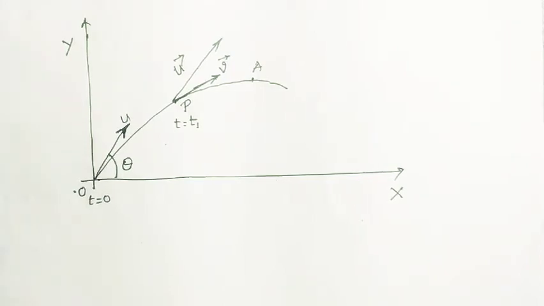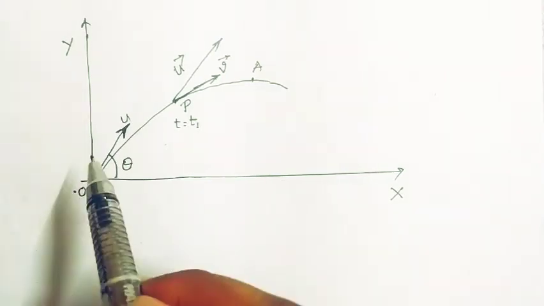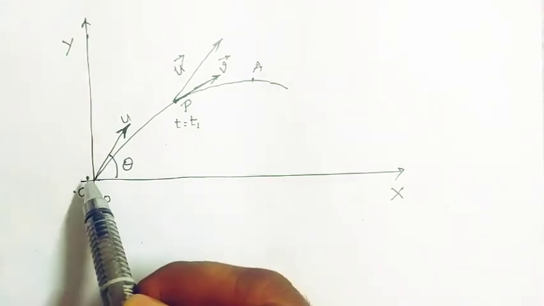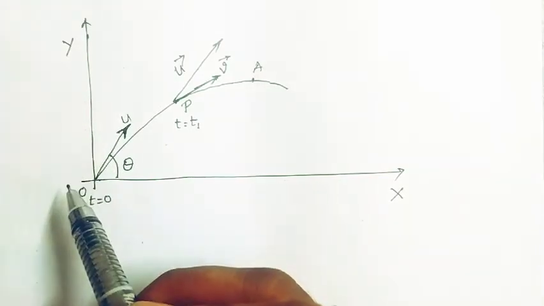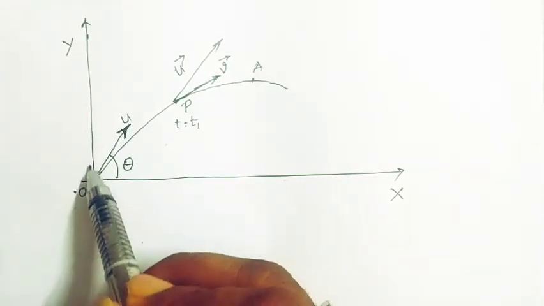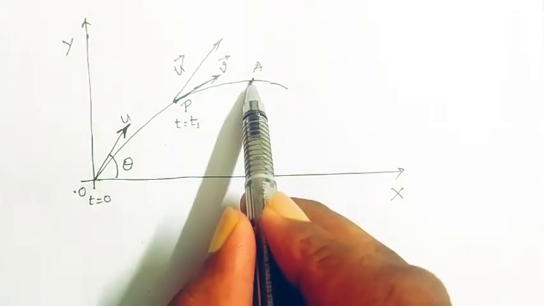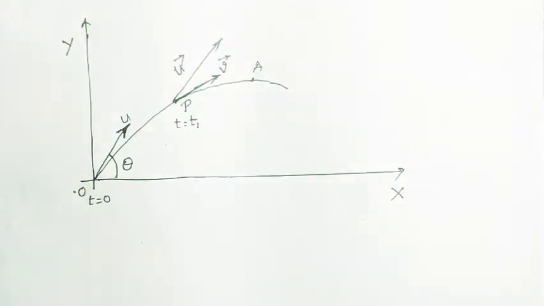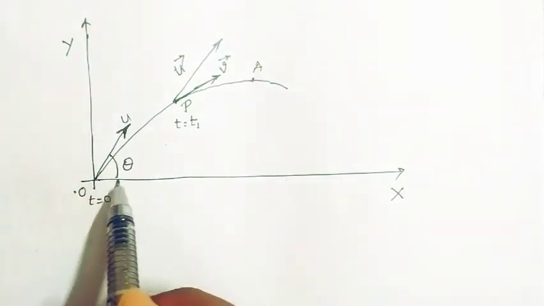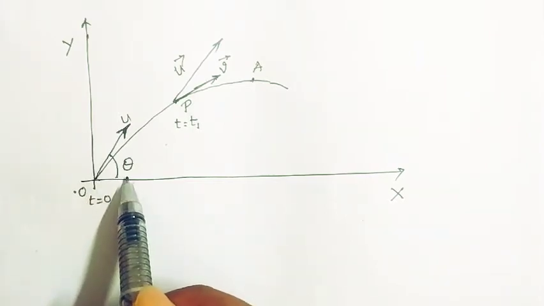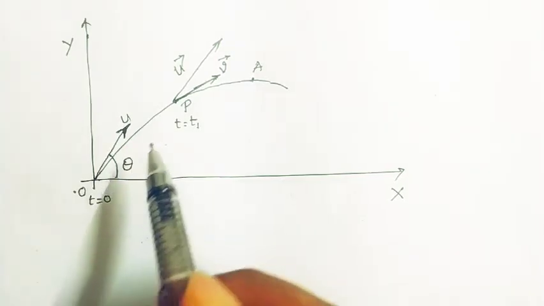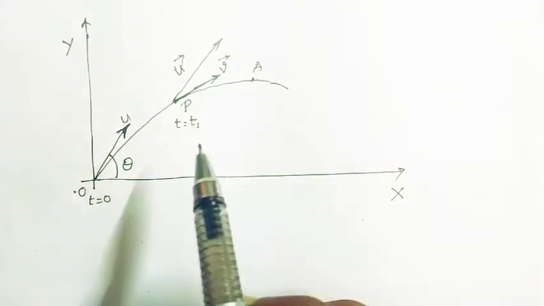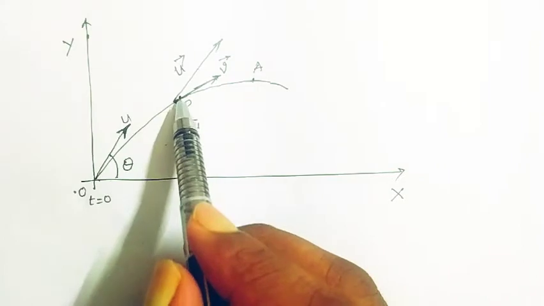Can you say it? You can say it because you know this. As the particle is moving up, along the vertical direction, the u sin theta component will decrease and it will become 0 when the particle reaches A. You know this. And the u cos theta component, which is along the x-axis, remains the same. So u cos theta remains the same, no problem. But the u sin theta will change.